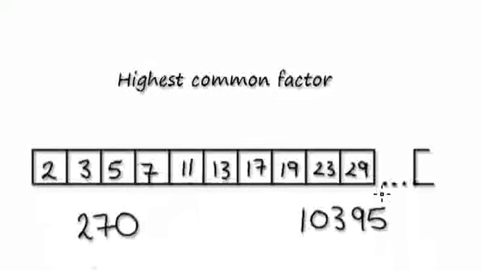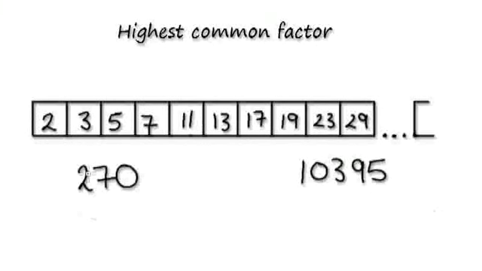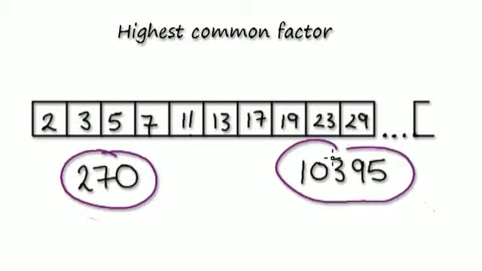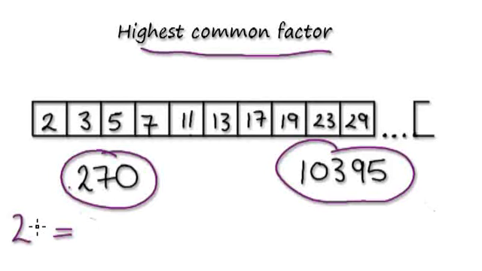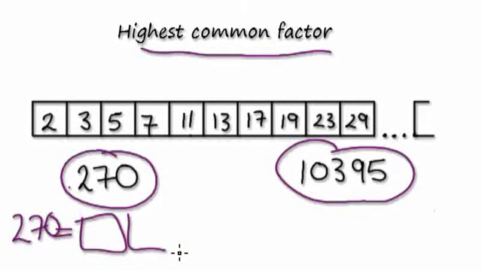In the previous video, I showed you how to find out the highest common factor between two numbers. Now it's your turn to have a go. Try to find the highest common factor of this and this. Remember, in order to answer this question, try to write this number as a product of primes.